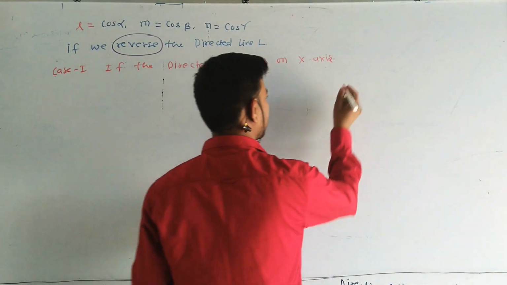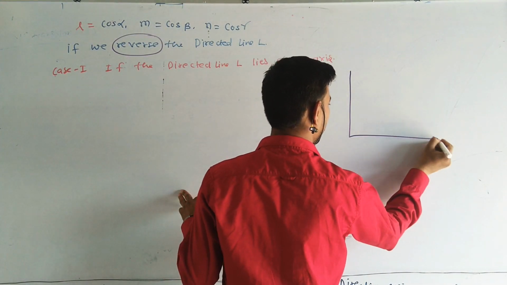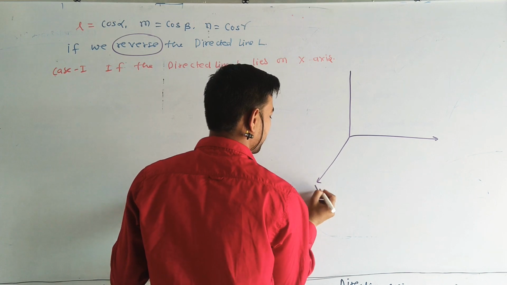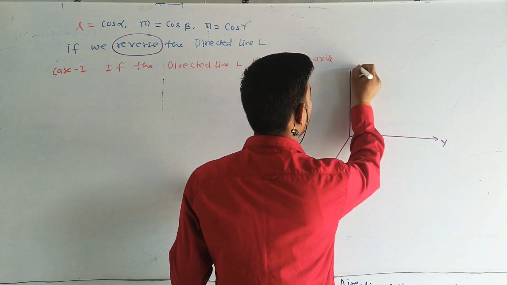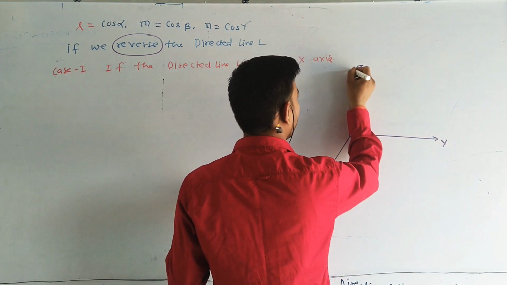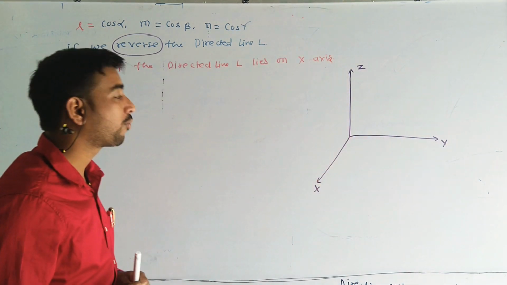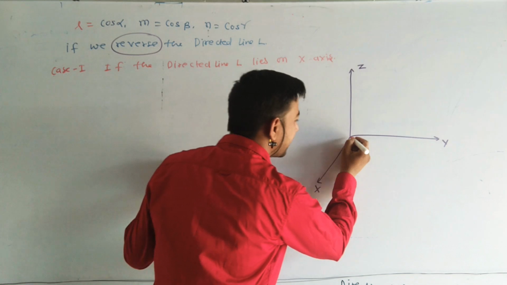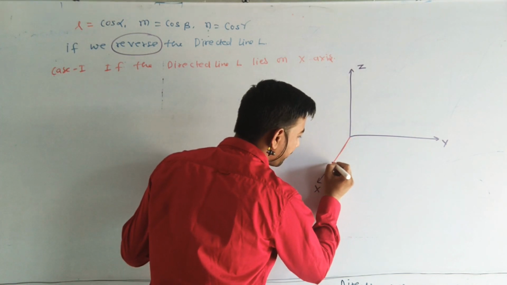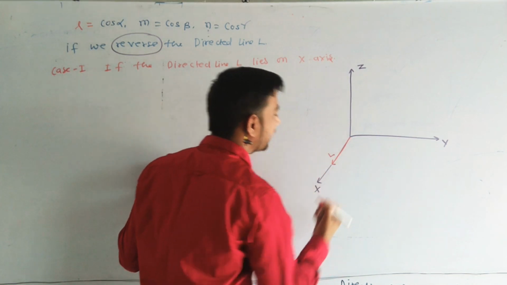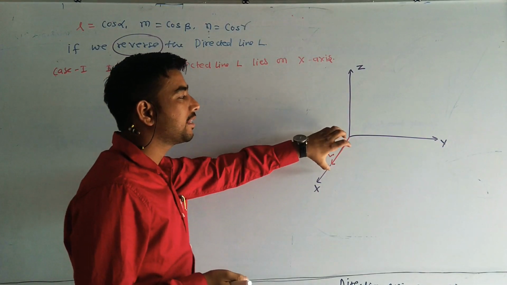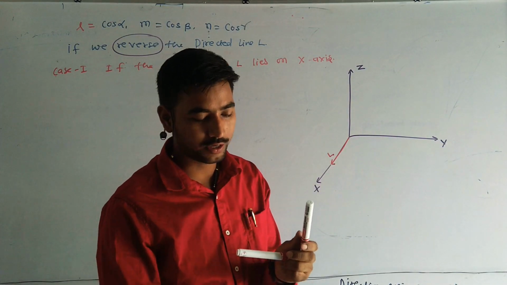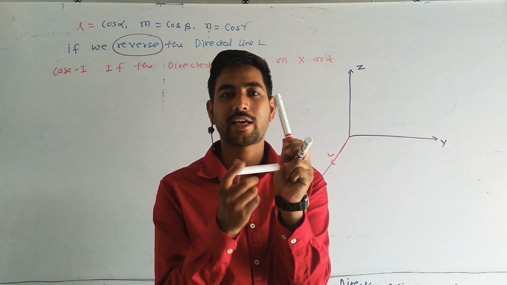We have 3 axes. Everyone has remembered: this one is the x-axis, this one is the y-axis, and this one is what? The z-axis. Suppose your line L lies on this axis. In these conditions, if the line is on this axis, look here, we have 3 axes like this.